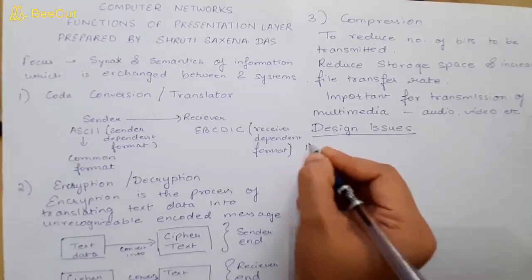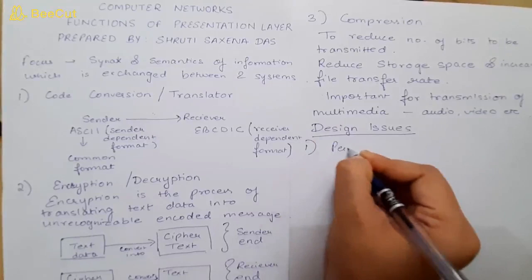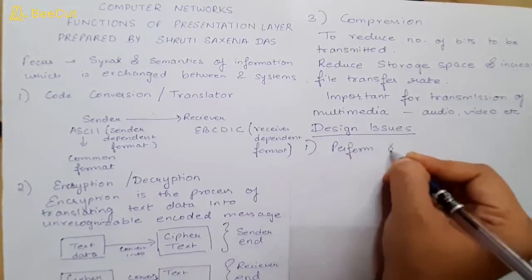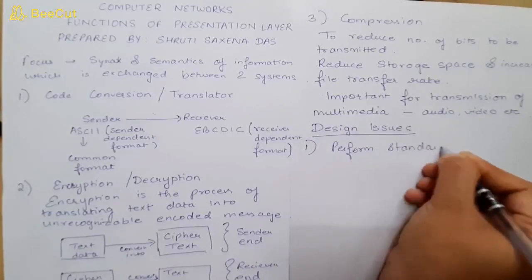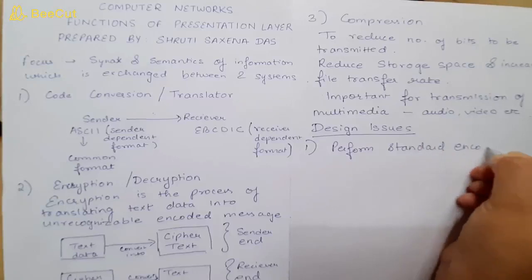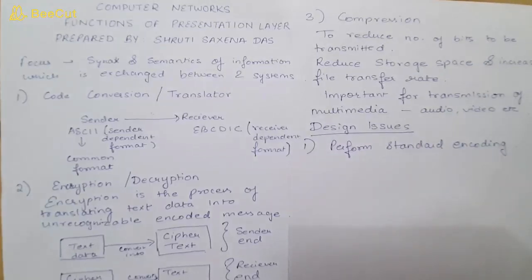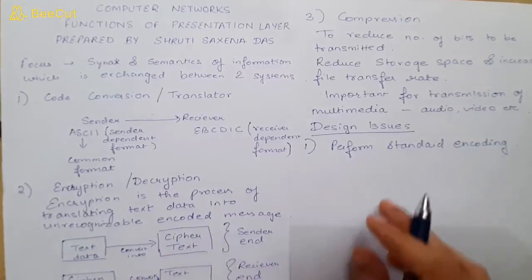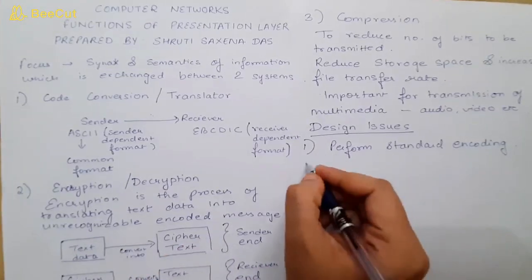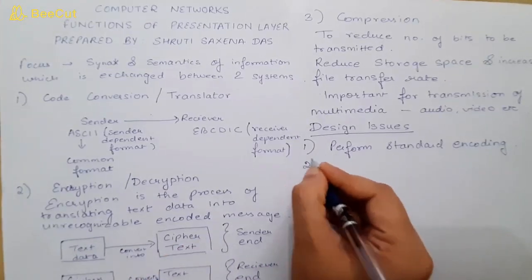So the first design issue will be to perform standard encoding. We need to use some format which will be common to all the senders and receivers. So irrespective of the format which they are using, their sender dependent format should be converted into this standard format. So performing this encoding is one of the design issues.